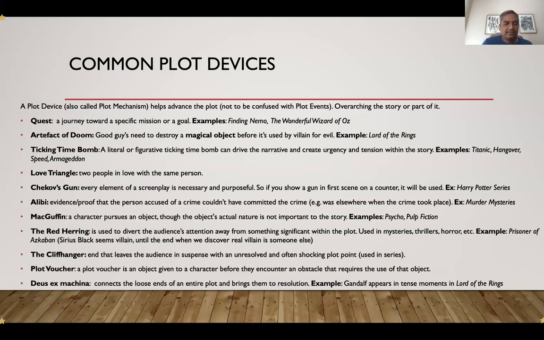The cliffhanger. So in this plot device, and this is obviously not overarching the entire story, this is overarching probably part of it around the end.